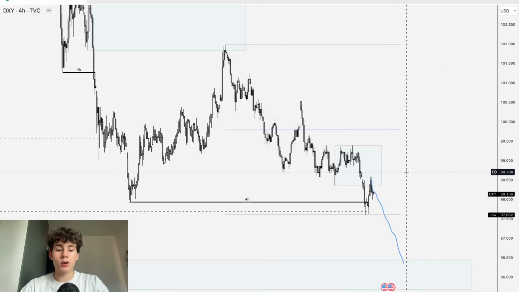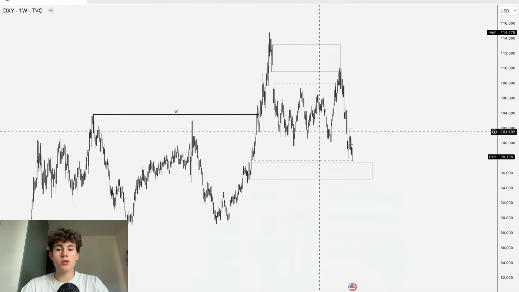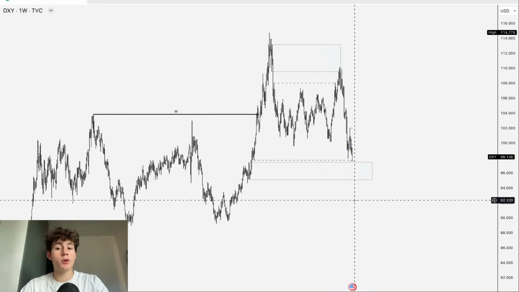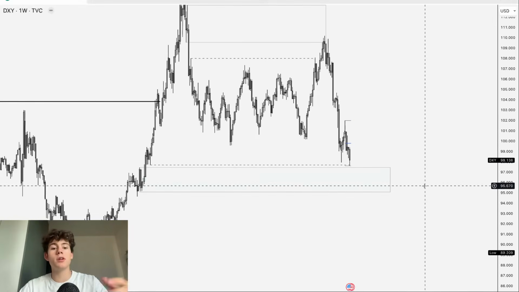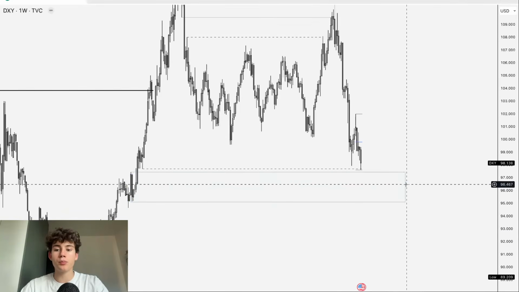So as you can see here on the DXY, let's start off with the weekly time frame. We are bullish, so in the end we should trade up higher, which I'm also looking for to trade up higher in the near future. But at what point are we going to trade up higher?